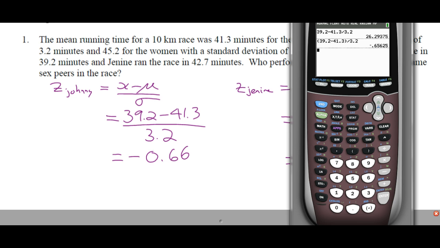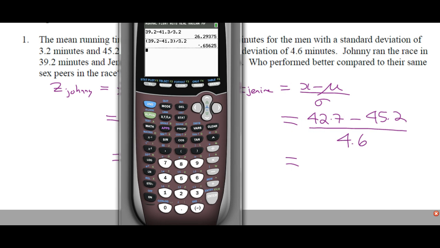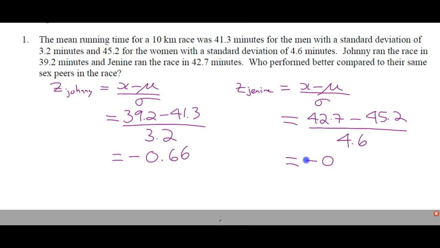The women, right? Higher standard deviation says the data is more spread out. Okay, so slide this over here. Remember you need brackets, right? Or do it this way, 42.7 minus 45.2, enter. It's negative 2.5, divided by 4.6. And we can see it's negative 0.54.